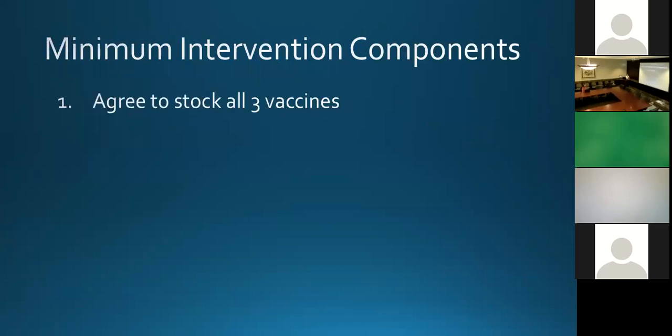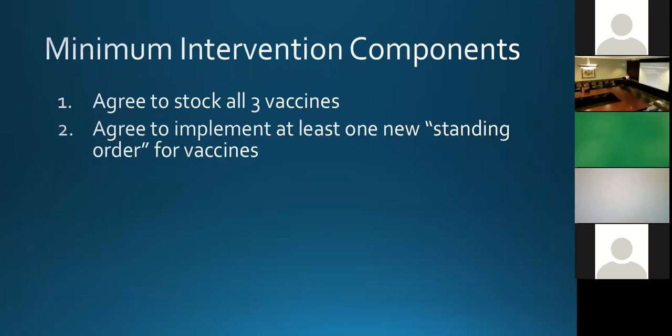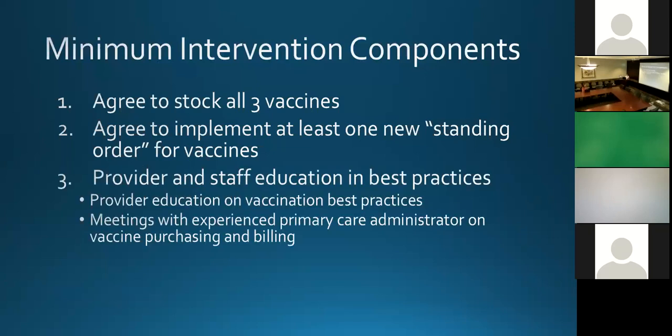The first one was to agree to stock all 3 vaccines, because not all of the practices were doing that, but several of them were. Second, have the practices agree to implement at least 1 new standing order for vaccines. Some practices had a standing order for 1 vaccine or 2 in place already, some had none. We wanted everybody to do at least 1 and have it be a new one.